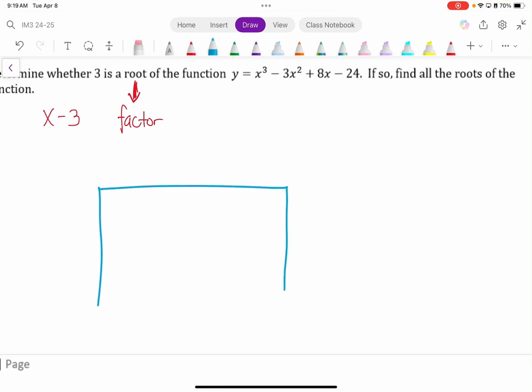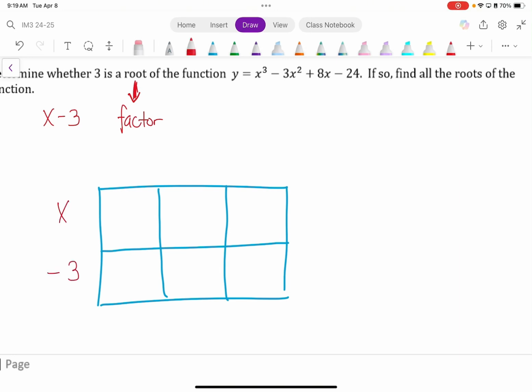Let's set up our boxes. 3 columns, 2 rows. We are dividing by x minus 3. And we're dividing the following: x to the third minus 3x squared plus 8x minus 24.